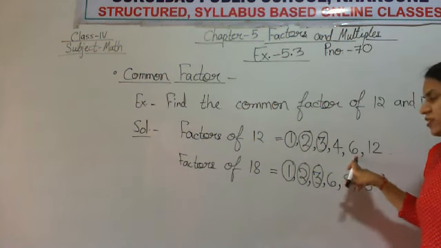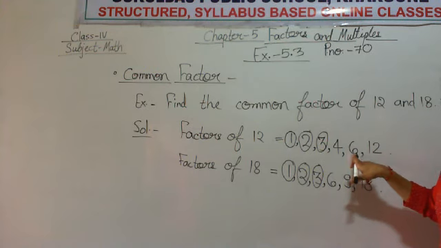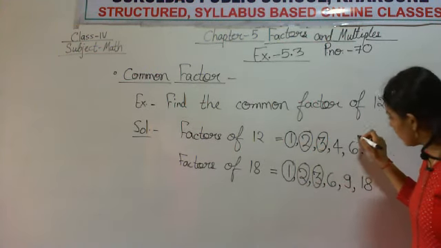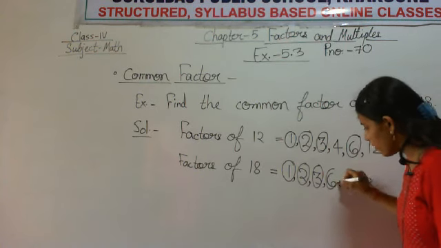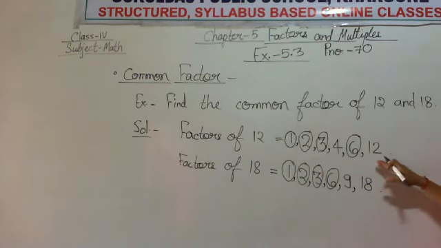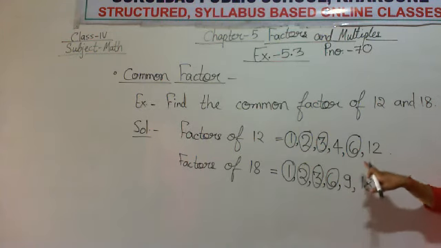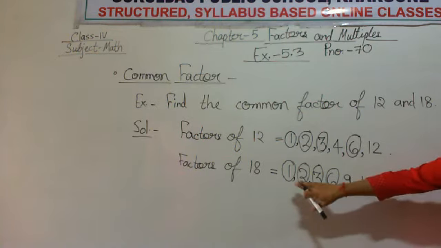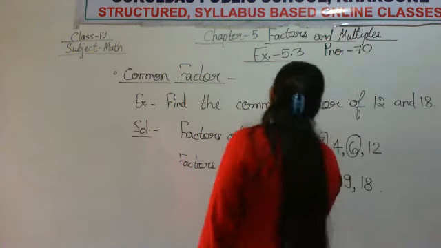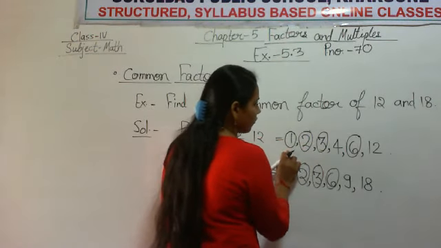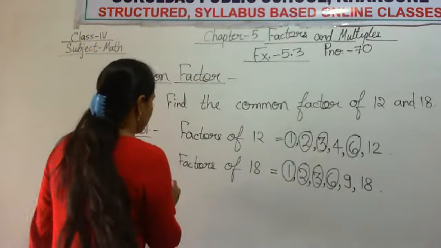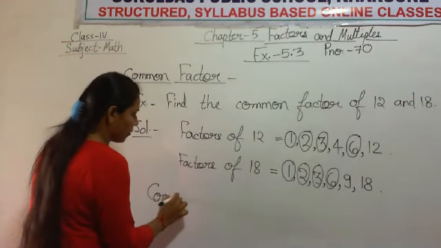Now move to the number 6. 6 is a factor of 12 and 6 is a factor of 18. So we will conclude that it is a common factor. So we will circle it. Now next, 12, is 12 in 18? No. It means it is not a common factor. So now we have found how many common factors. Here we have 1, 2, 3 and 6. Total 4 common factors.